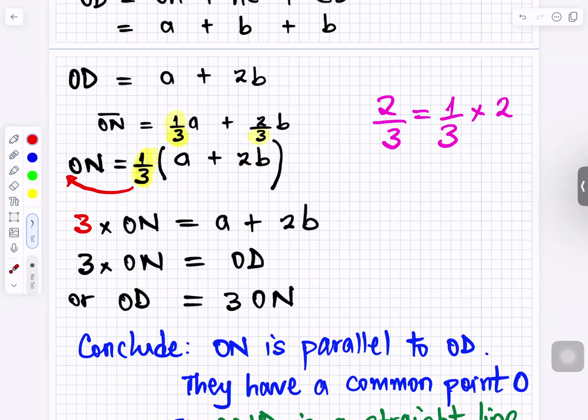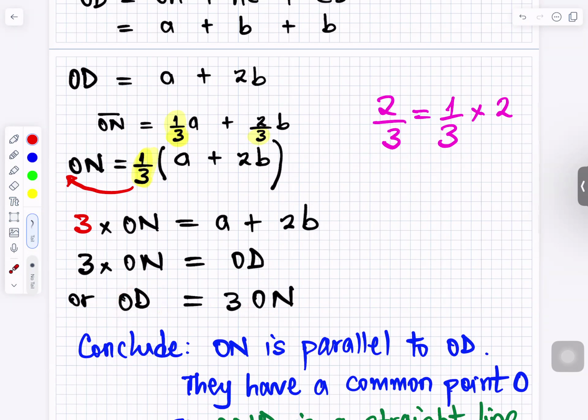Now, A plus 2B is the same as OD. So we can take this 3 to the left-hand side. Divided by 3, the opposite is times 3. So 3 times ON is the same as A plus 2B. But what does A plus 2B represent? A plus 2B represents OD. So we have seen that OD is 3 times ON. You can swap it and write OD first and put 3ON on the right. That's the normal way to write it usually, but they are both correct. OD is equal to 3 times ON.